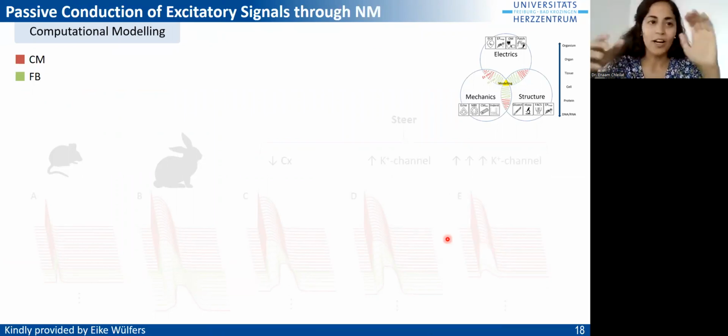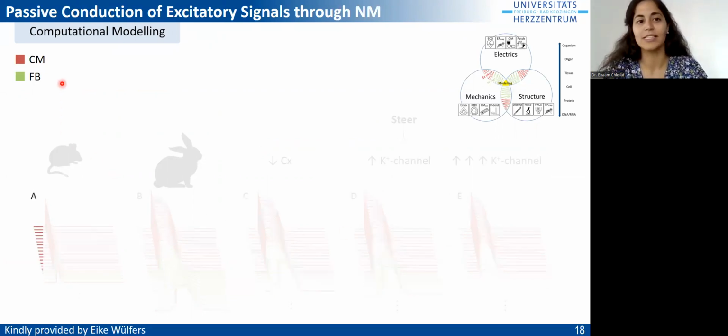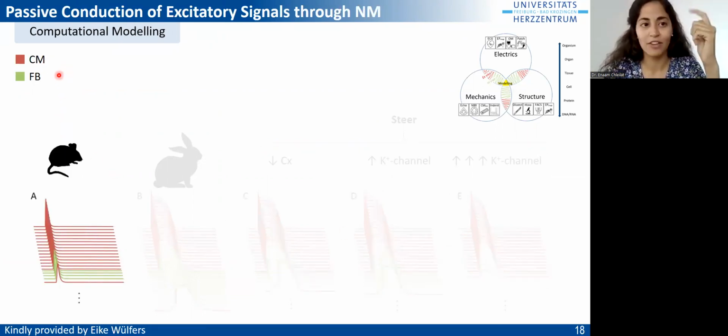Now, we do a lot more work, but ultimately all of these experiments feed into our computational modeling. And here, what I show you is an example of a 1D strand of 15 cardiomyocytes in red, electrotonically coupled to fibroblasts. And so in the mouse, what you can see is that we get this passive conduction of atrial signals through non-myocytes of up to 4 fibroblasts.